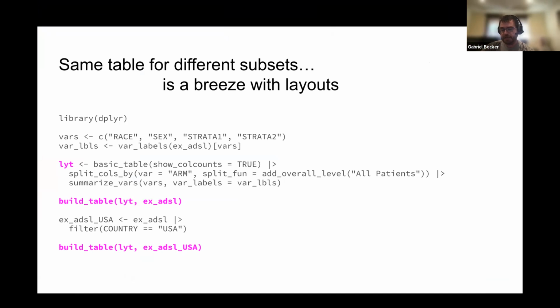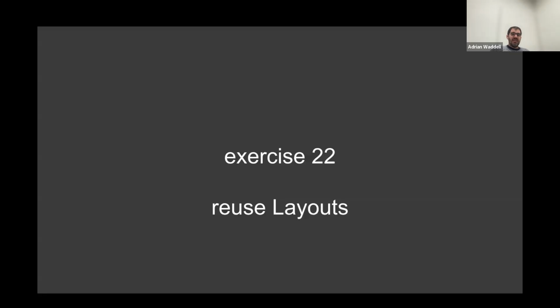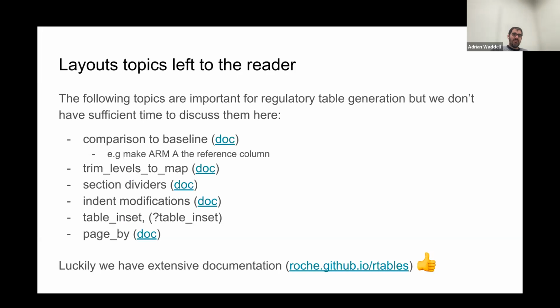Well, I guess not zero because you have to find the data. But once you've found the data, there's nothing extra that you have to do. There's no massaging, there's nothing. You just pass a new data frame to build table with the same layout, and you get a new table that you can then compare. That is relevant in clinical trials if you run the same table in a different patient population.